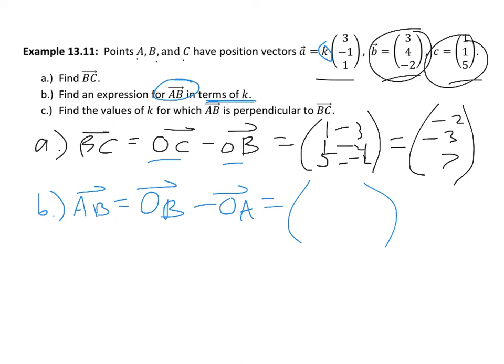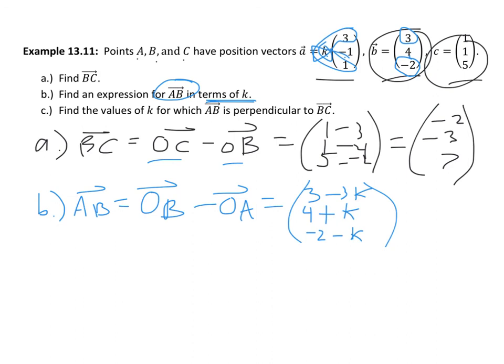Well, hopefully you recognize, wait a minute, I could just do the first coordinate of B minus the first coordinate of A, which is going to include k. So this is going to be 3 minus 3k. Then for the next one, I would do 4 minus a negative k, so 4 plus k. And then for this next one, I would do -2 minus 1k, so -2 minus k. And there it is. There's my expression for AB.